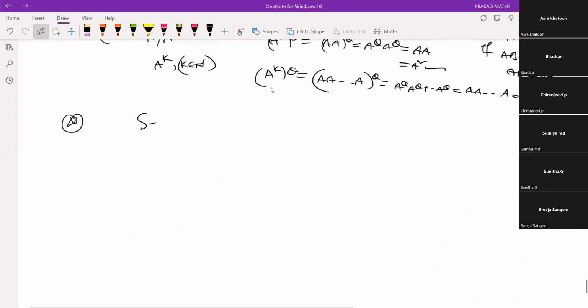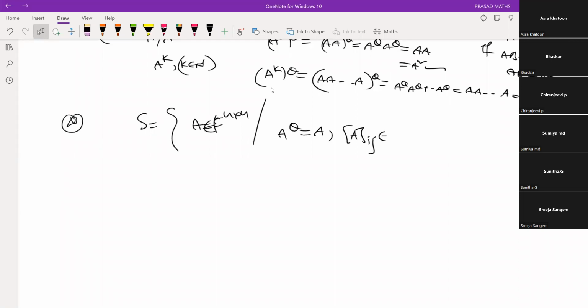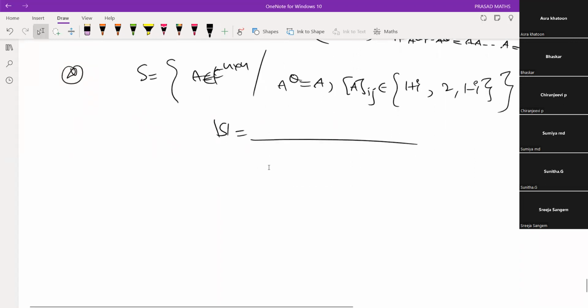Okay. Next, suppose you take the set S of all n cross n Hermitian matrices, where the entries are coming from {1 plus i, 1 minus i, 2}. What is the cardinality of this? Tell me. Anybody? Suppose you take any matrix. What is the form of this?